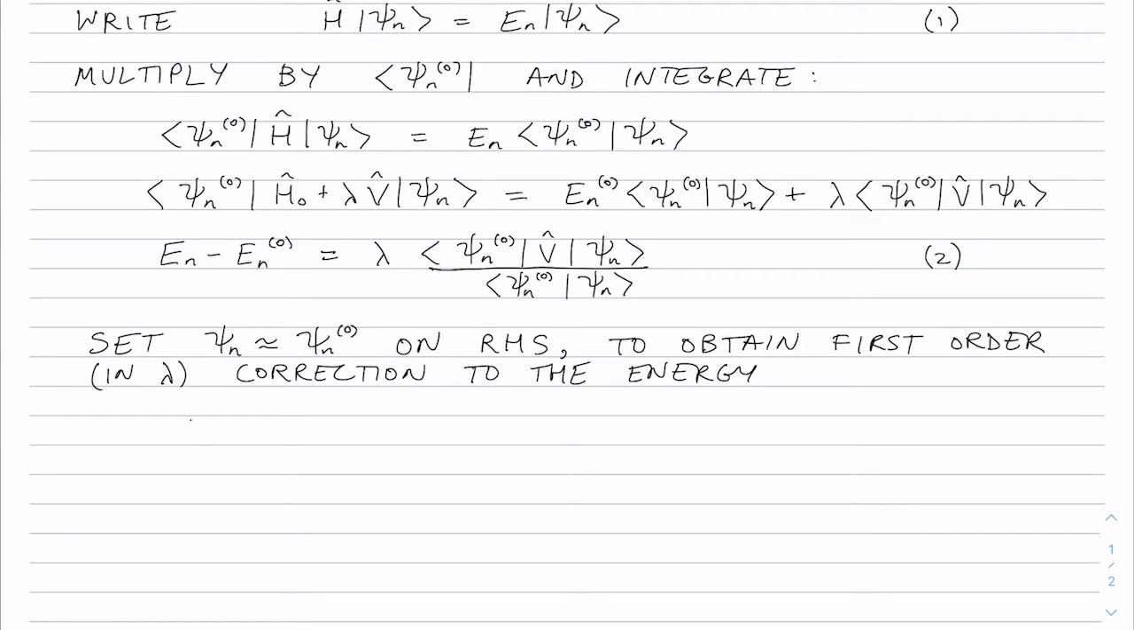So that'll be E_n^(1), or I should say lambda E_n^(1) to keep the notation consistent, equals lambda times <psi_n^0|V|psi_n^0> over <psi_n^0|psi_n^0>, which is 1. I'll put that in.